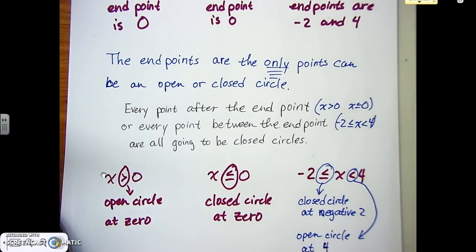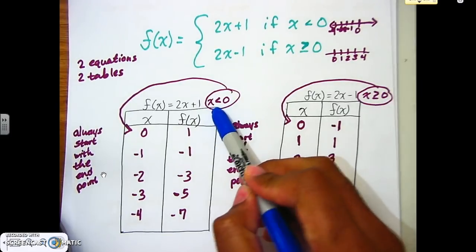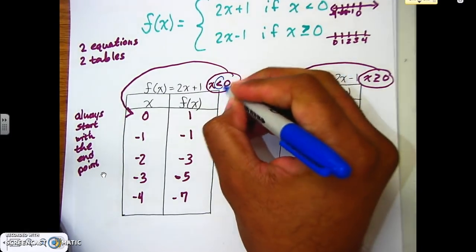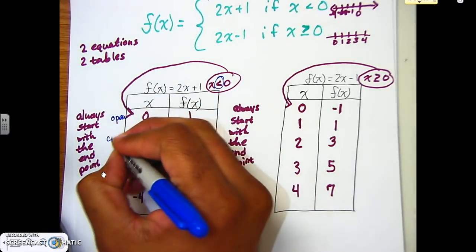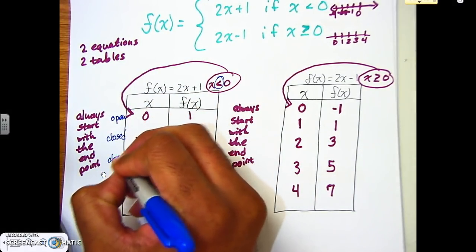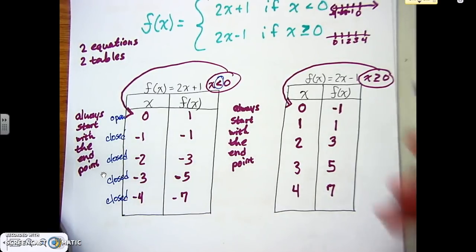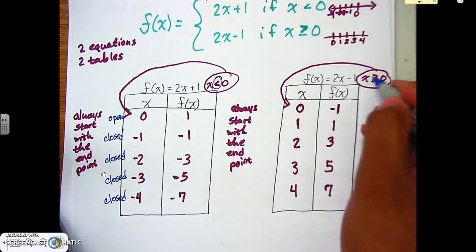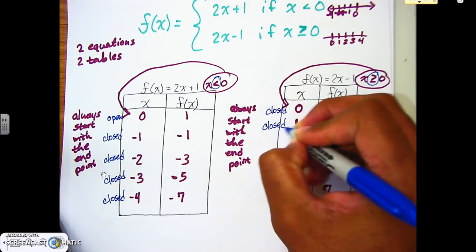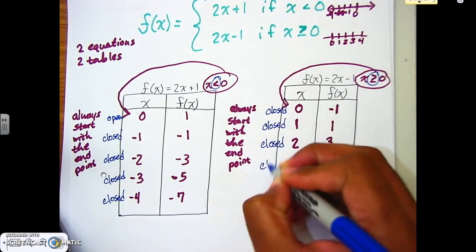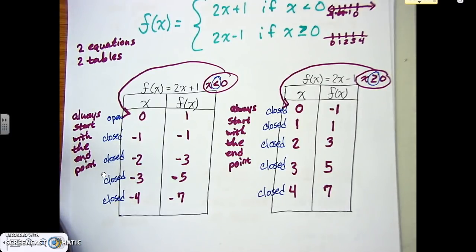Going back to our table really quickly, for this one, because it has just a less than sign, it means this is going to be an open circle, and then any point after that is closed. Only the endpoint can be open or closed. Everything else is closed. For this one, that endpoint has an equal to sign on it, so that means it's closed. Again, after that endpoint, everything else is closed. So the only thing you have to figure out is that endpoint. Everything else is going to be closed.